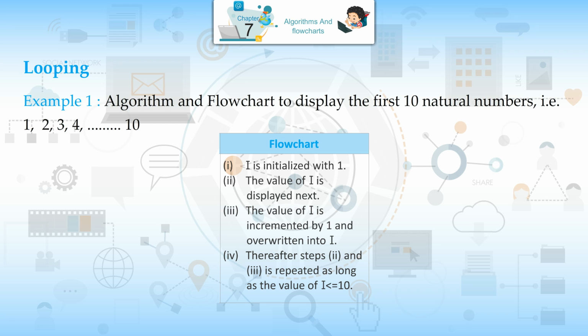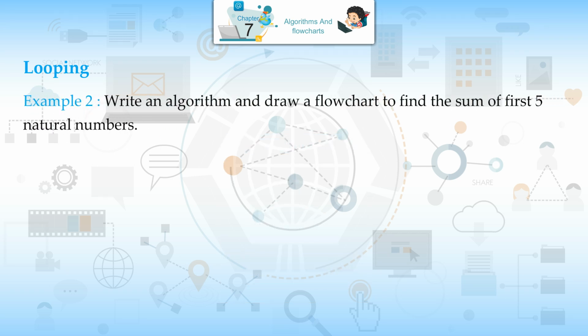Flowchart. First, I is initialized with 1. Second, the value of I is displayed. Third, the value of I is incremented by 1 and overwritten into I. Fourth, thereafter steps second and third are repeated as long as the value of I is less than or equal to 10.